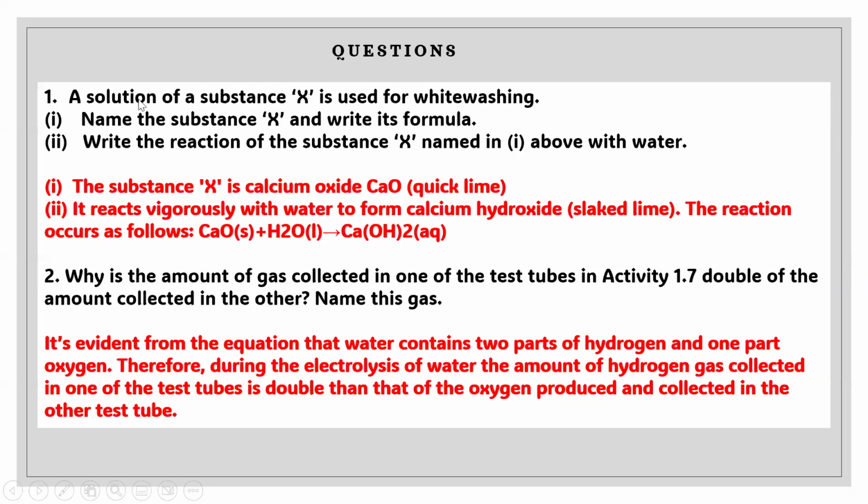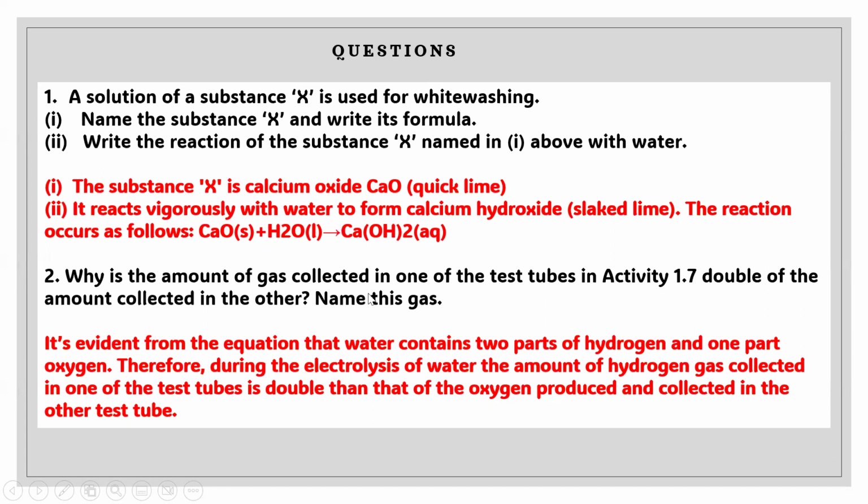Next one is the questions. A solution of substance X is used for whitewashing. We saw that for whitewashing, we use calcium oxide. This calcium oxide combines with water to form calcium hydroxide. So this calcium hydroxide is the one we use for whitewashing. So calcium oxide we will use, that will combine with water and form calcium hydroxide.